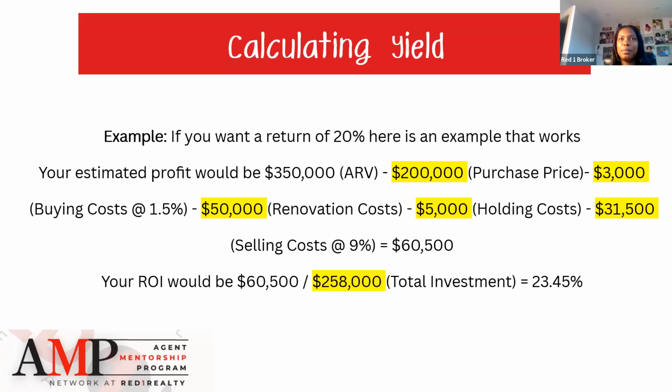So all of those numbers in yellow add up to $258,000, which is your total investment. Your profit would be 60,000. So you take 60,000 and divide it by your total investment, and it's a 23.5% return. So this would work if you wanted a minimum of 20%.